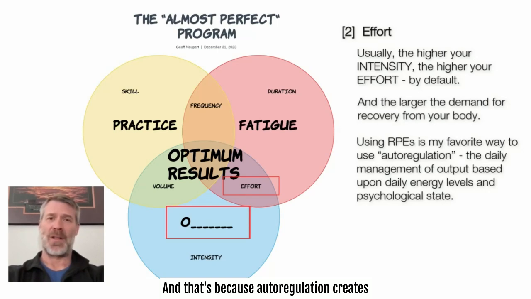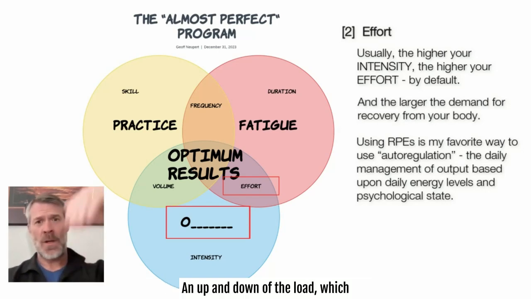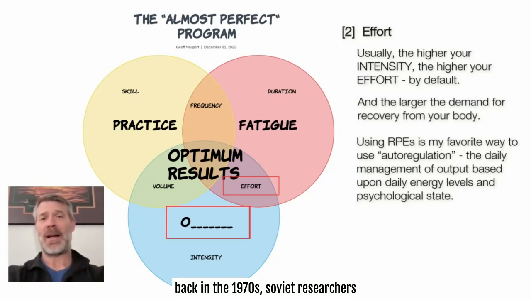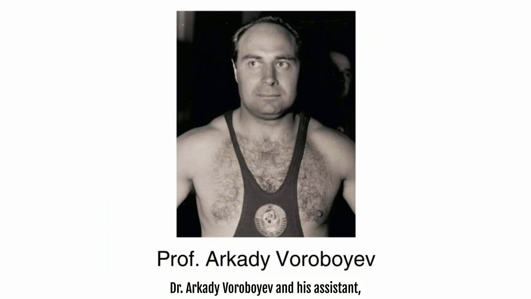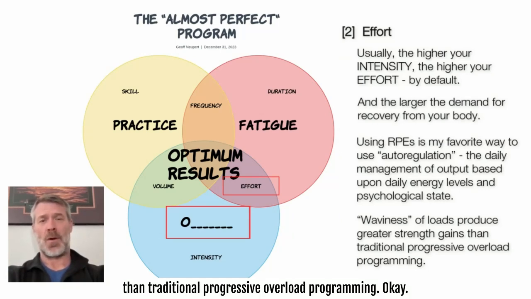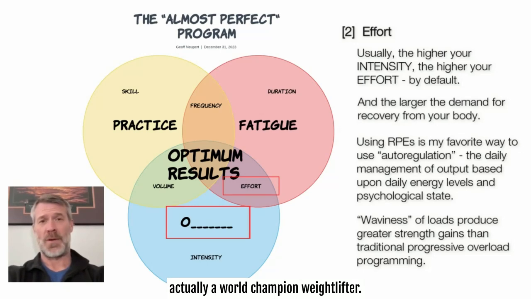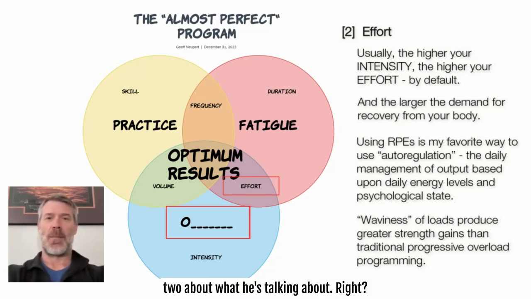And that's because auto-regulation creates a natural, what's called waviness, right? An up and down of the load, which back in the 1970s, Soviet researchers, Dr. Arkady Vorobiev and his assistant, A. Ermakov, discovered that waviness of loads produce greater strength gains than traditional progressive overload programming. Okay. And I think that's pretty interesting to know because Professor Vorobiev was actually a world champion weightlifter. You might want to pay attention to him. He might know a thing or two about what he's talking about, right?